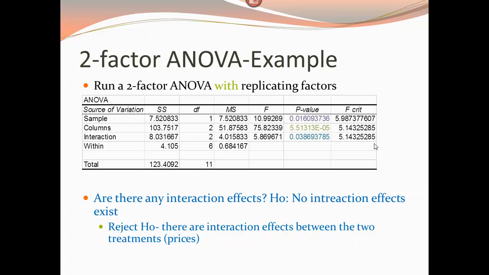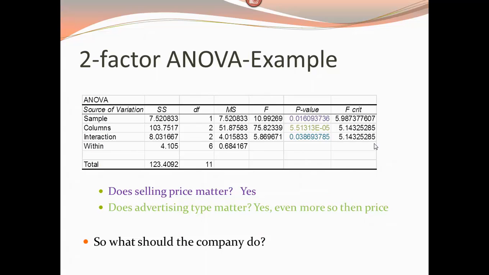First thing, are there interaction effects? H0 is there are no interaction effects. We're going to reject H0. We do find interaction effects. So interaction effects between the 2 treatments do exist. So we find that price is affected by advertising. So that would tell us I probably want to stop here. I'm not going to get so much statistical significance from the rest of it because there is this interaction, but we're going to keep going as an example here.